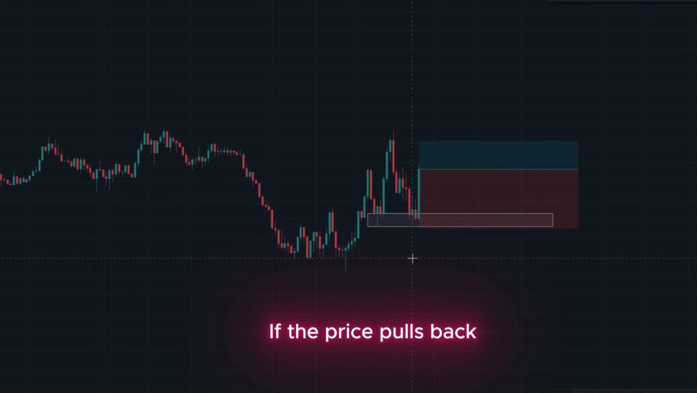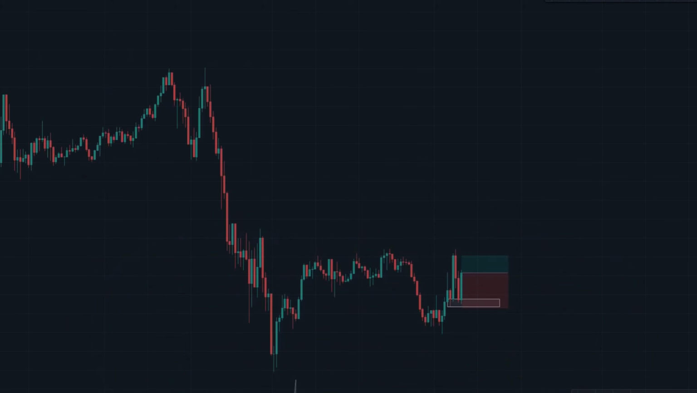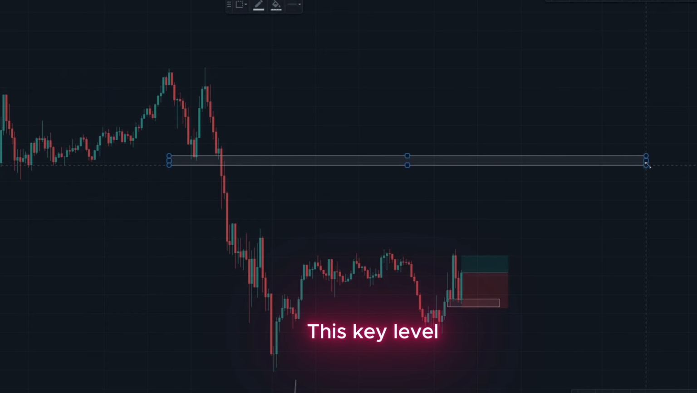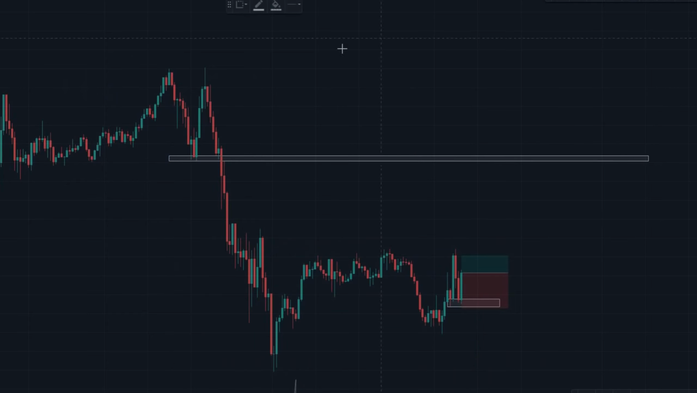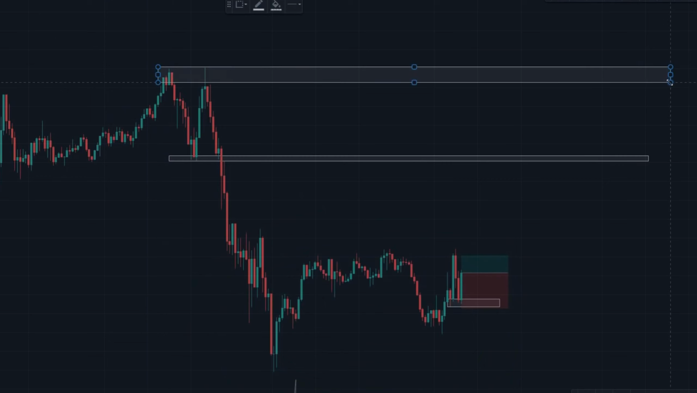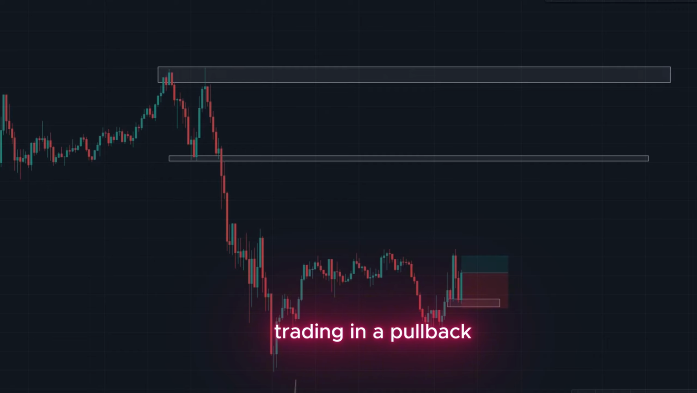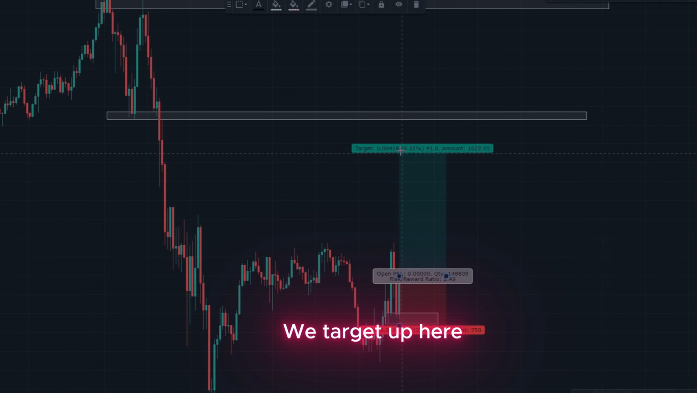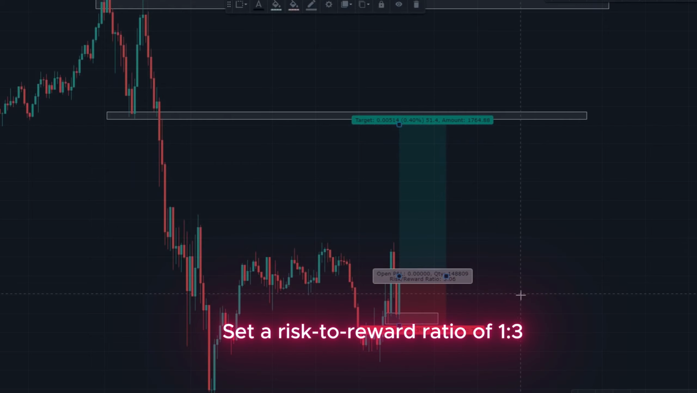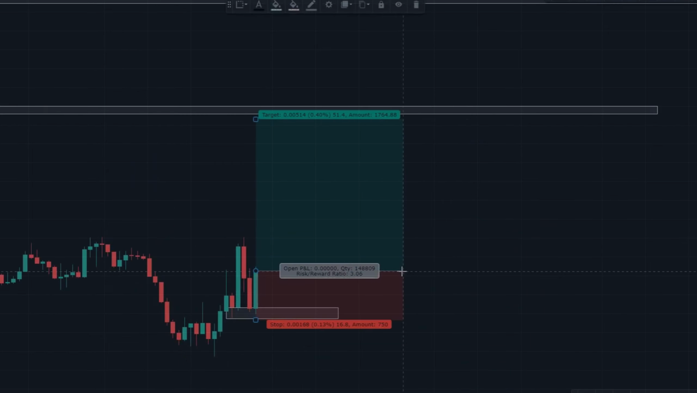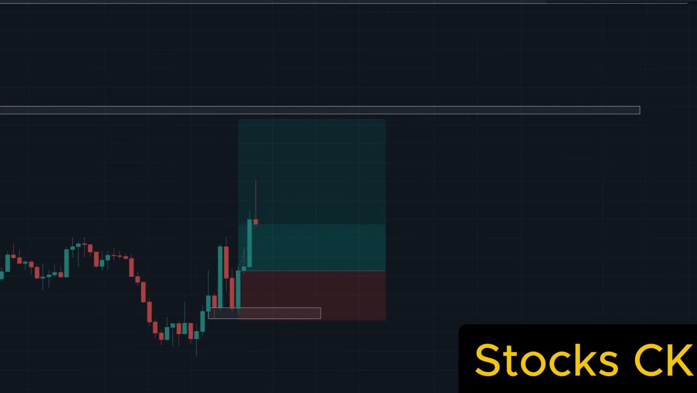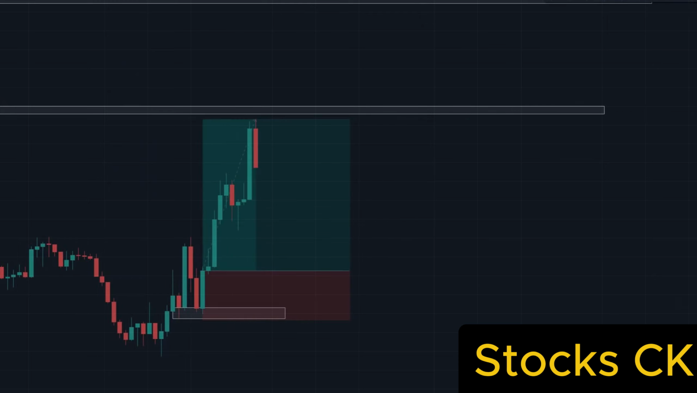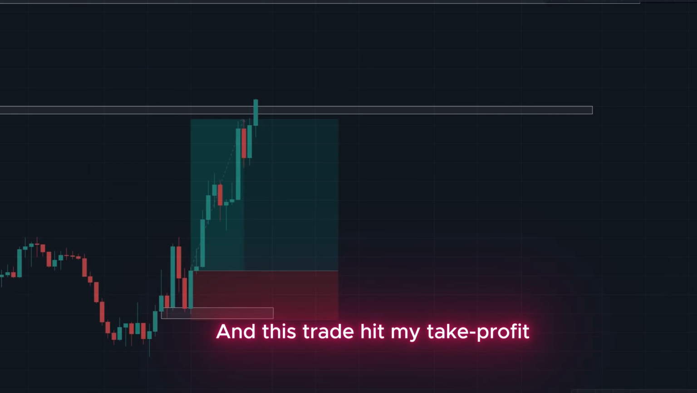If the price pulls back, it could return to one of these two places. This key level, or this key level. Because we are trading in a pullback, we should be as safe as possible. We target up here. Set a risk to reward ratio of 1 to 3. And this trade hit my take profit.